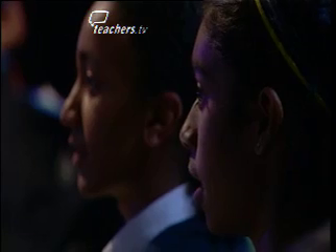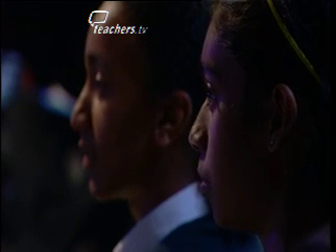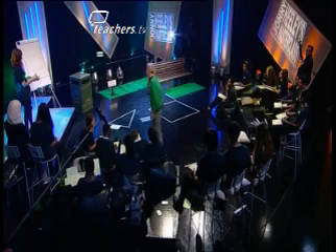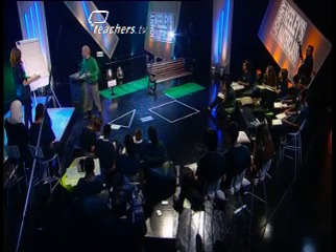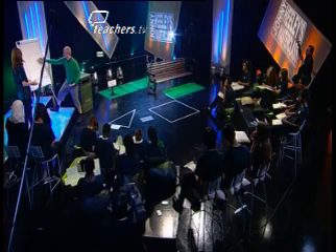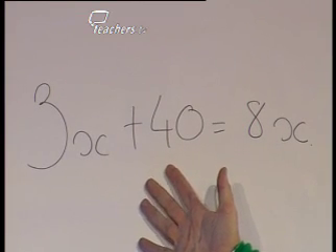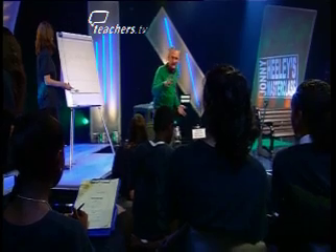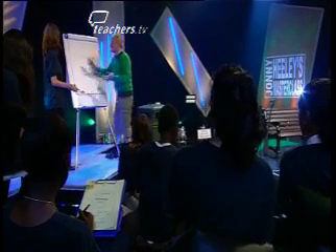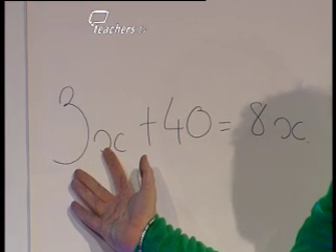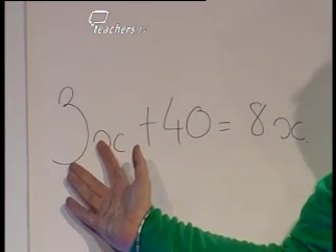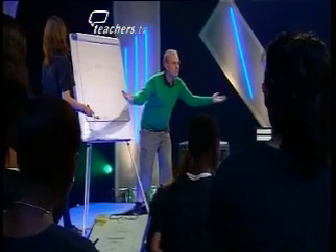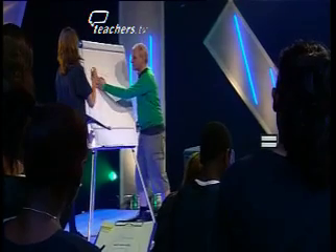What do we need to do to both sides? Put the x's on one side and the normal numbers on one side. So what we're trying to do is get rid of the 3x and put it on the other side. If we take 3x away from this side, whatever we do to the left-hand side, we must do to the right-hand side. Good, brilliant. So take away 3x on the left-hand side.